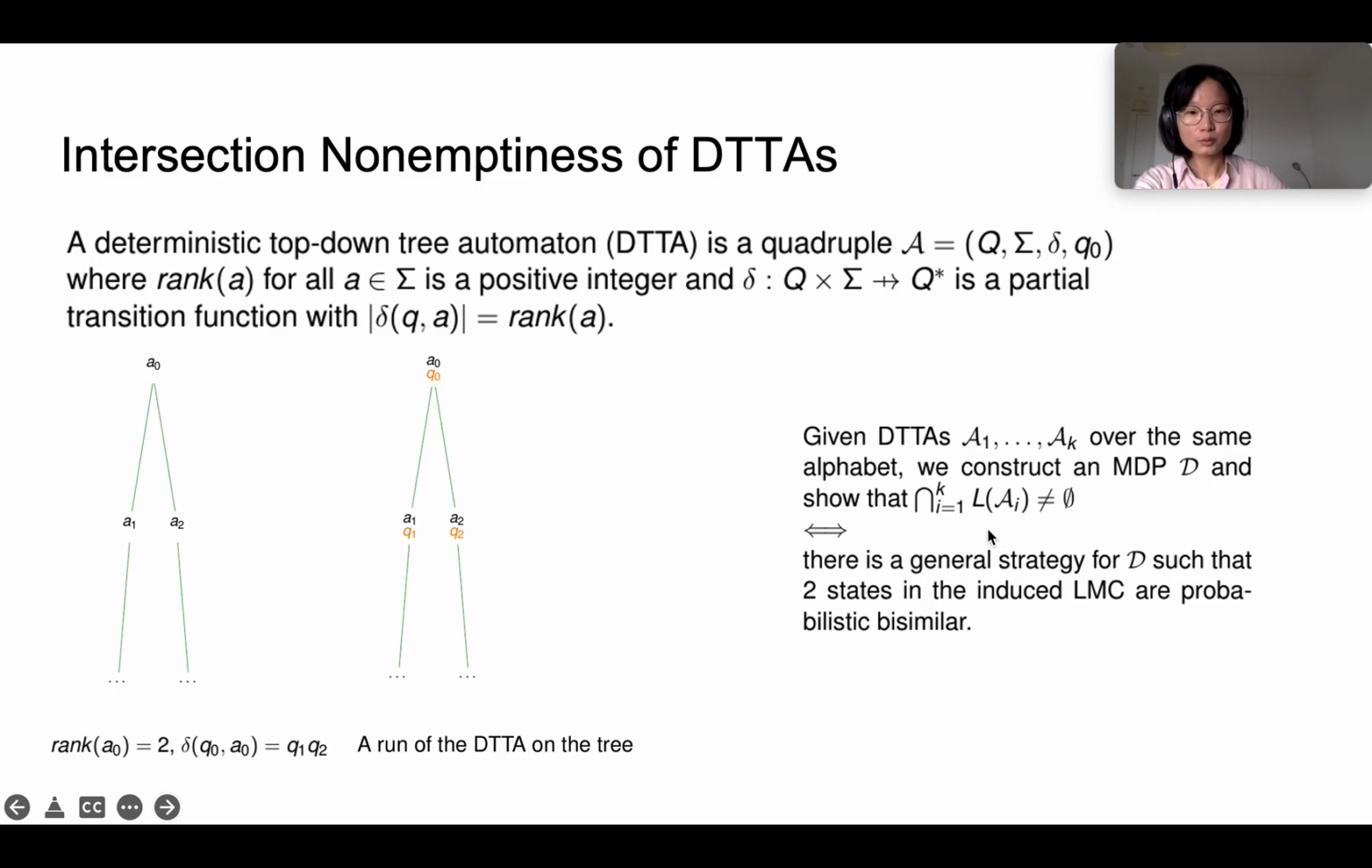So what we show here is that given k DTTAs over the same alphabet, if the intersection of the languages of these k DTTAs is not empty, then we can construct an MDP with two initial states, and there is a general strategy for this MDP such that the two states are probabilistic bisimilar in the induced LMC.